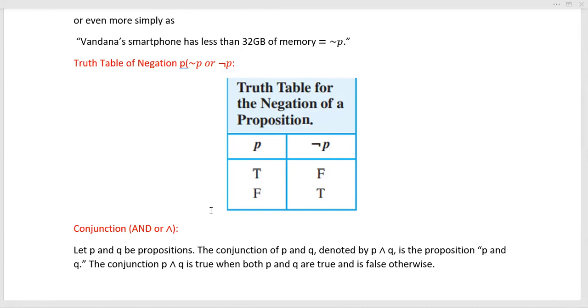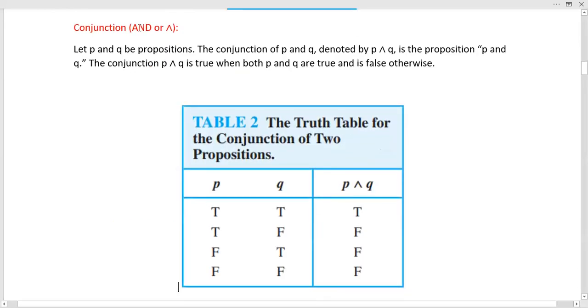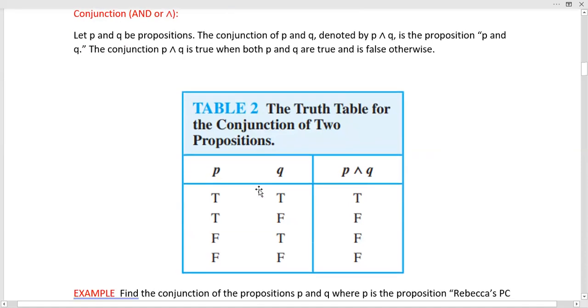The next one is conjunction. It is denoted by 'and' or simply this symbol, meet. This operation is the meet or AND operation. If you connect two statements with 'and' or this symbol meet, then the combined statement is called the conjunction. Suppose P is one statement and Q is another statement. When these two statements are combined with 'and' or this symbol, it is called the conjunction. So this is the truth table of the conjunction.